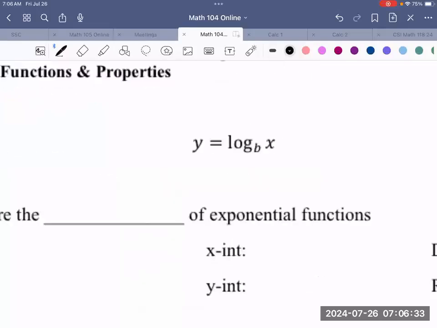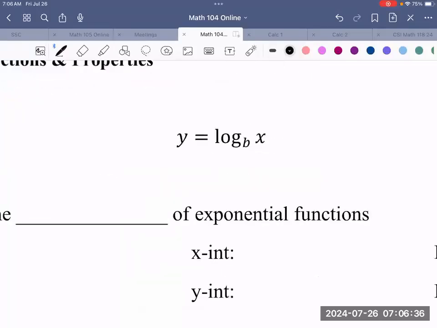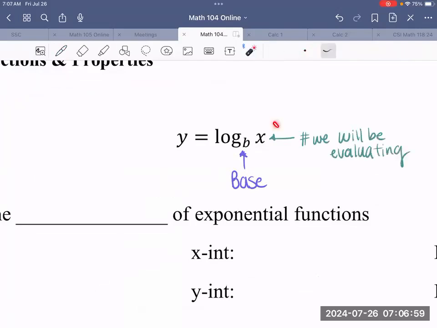So first off, let's take a look at what a logarithmic function looks like. Typically it has the setup of y equals log base b of x. So this b is considered the base, and this x is the number we will be evaluating. Now log base b of x is going to be an actual number, so we can't really separate those two. We can't multiply, add, subtract, or divide those two values either. They are actually going to represent a whole number in itself.